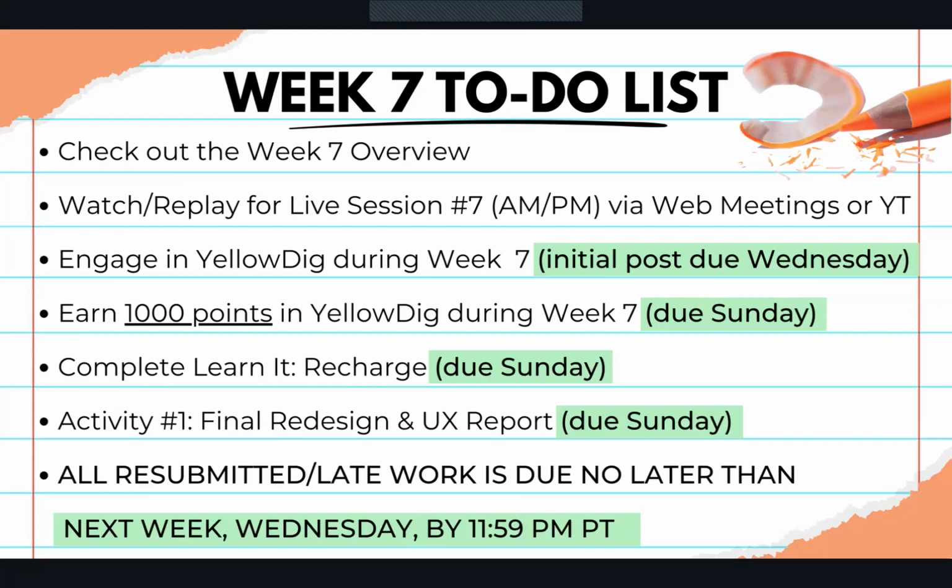Engage in the Yellow Dig discussion during week 7. Again, your initial post is due by Wednesday. You want to make sure that you're posting by Wednesday. That allows time for your classmates to engage with you. And the main goal is to earn those 1,000 points in Yellow Dig during week 7, which is due by Sunday at 11:59 p.m.